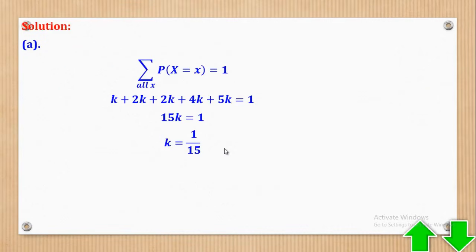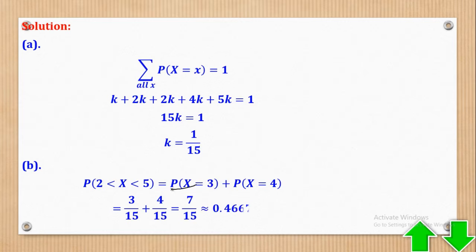So you come here and say that probability is equal to probability of x equal to 3 plus x equal to 4. Then we substitute for those probabilities, which is that. Then when we add the 2, we shall come up with 7 over 15. You can either stop here or you round off to 4 decimal places. So basically that's what they wanted.